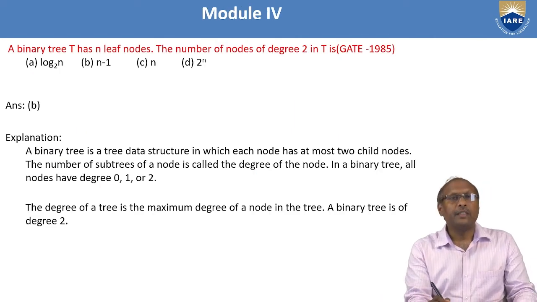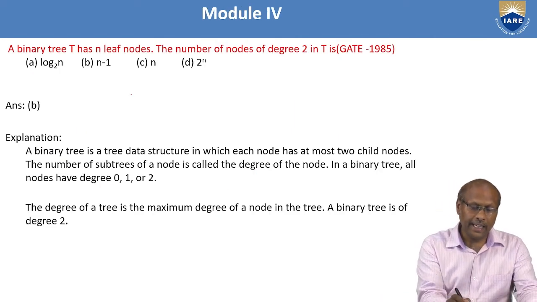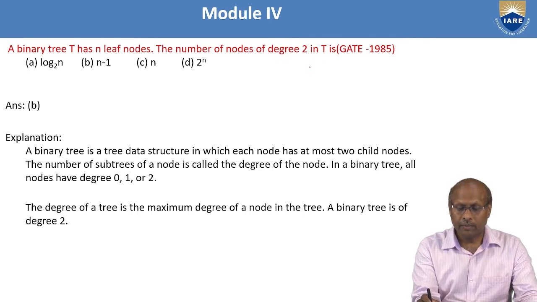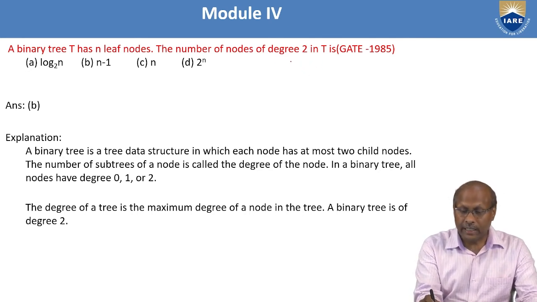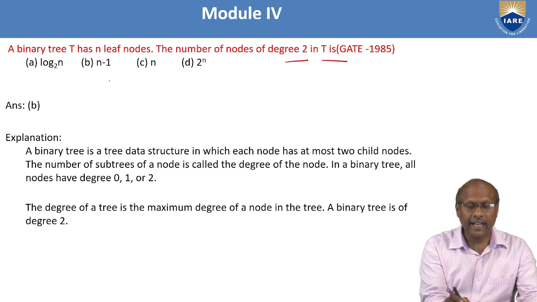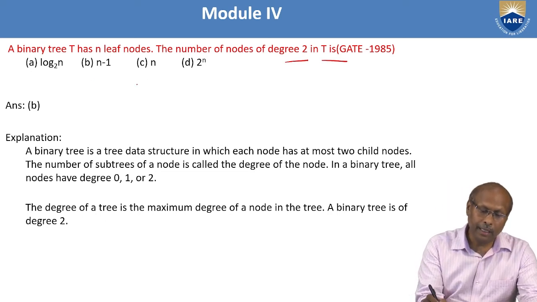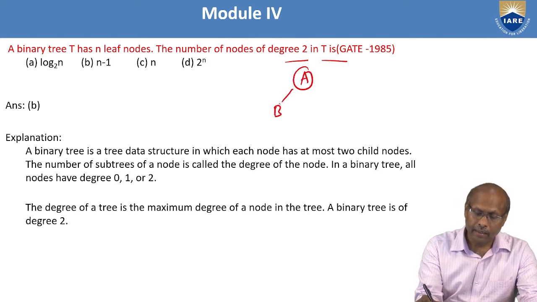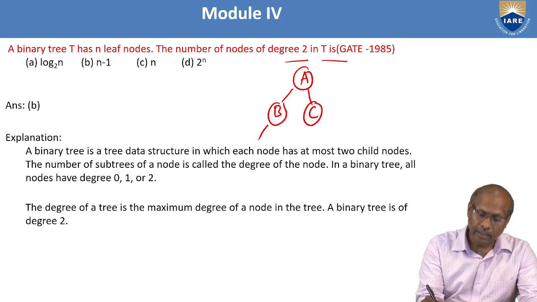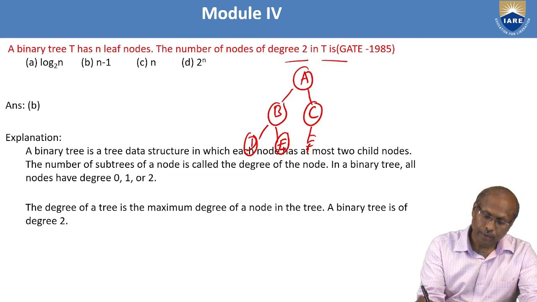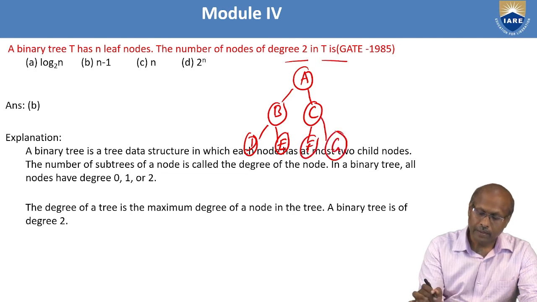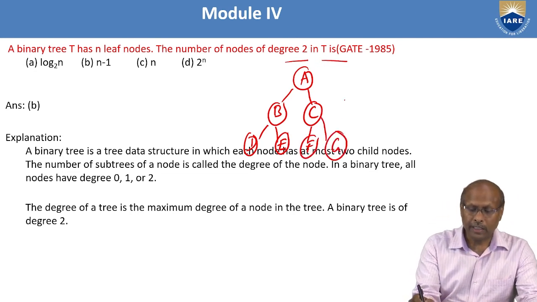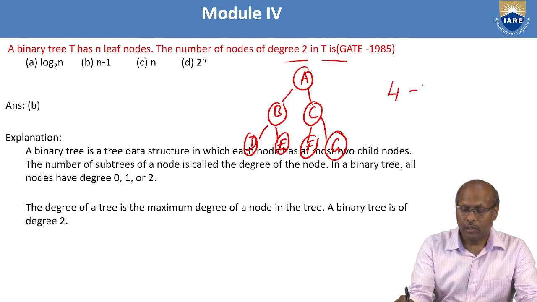Similarly, they may ask a question. In a binary tree, if the tree has n leaf nodes, then the number of nodes of degree 2 in the tree is as. What is the question? In a binary tree, if there are n leaf nodes are there. For example, A, B, C, D, and E, and F, and G. So how many leaf nodes are there? There are 4 leaf nodes.